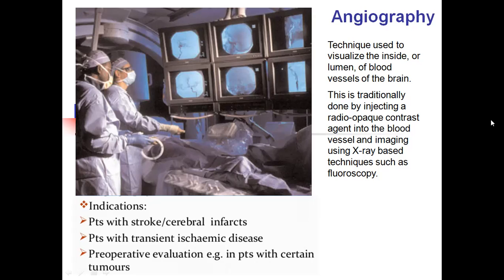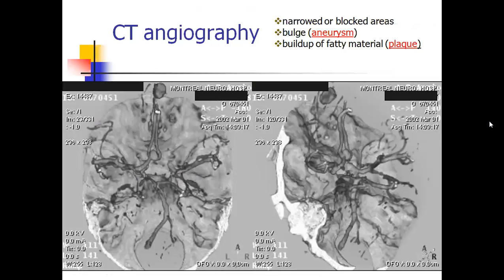Angiography is the gold standard for studying cerebral vessels. This technique is used to visualize the inside, or lumen, of blood vessels of the brain. Indication for this procedure: usually it is administered for patients with stroke or cerebral infarcts, patients with transient ischemic disease, and for preoperative evaluation in patients with certain tumors.